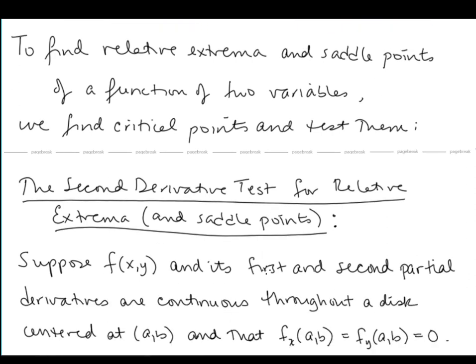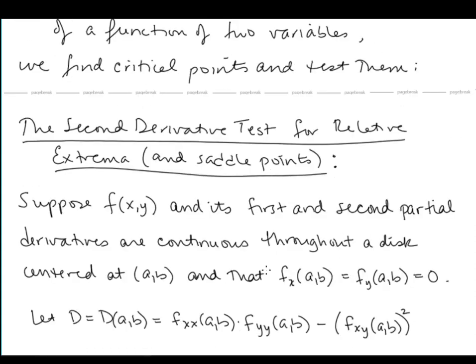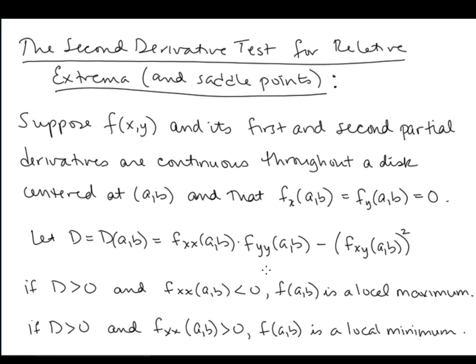Now, to find relative extrema and saddle points of a function of two variables, we're going to find the critical points and test them. Same idea that we had with functions of one variable. And we're going to use a second derivative test for relative extrema and saddle points. Suppose f(x, y) and its first and second partial derivatives are continuous throughout a disk centered at (a, b), and that the x partial at (a, b) and the y partial at (a, b) are equal to 0. We're going to define D here, this is the discriminant, D(a, b), to be the second x partial evaluated at (a, b) multiplied by the second y partial evaluated at (a, b) minus the mixed partial at (a, b) squared.